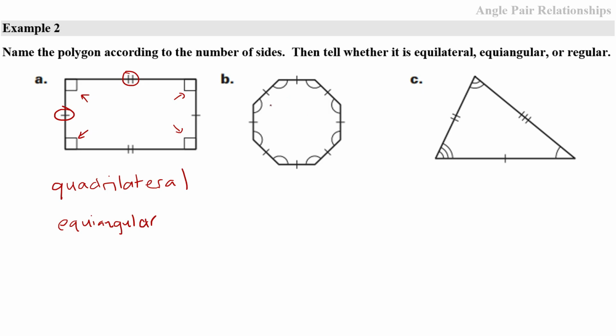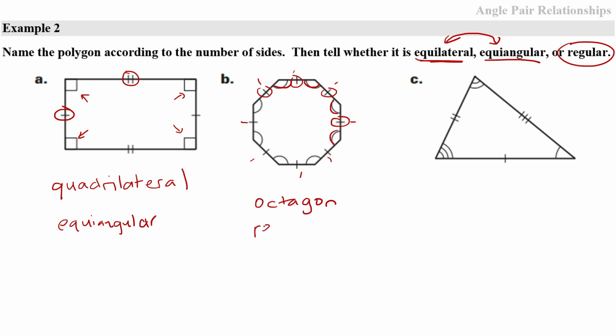For B, if you count the number of sides, it has 1, 2, 3, 4, 5, 6, 7, 8. So this is like a stop sign. This is an octagon. Because all sides are equal, it is equilateral. At the same time, because all these angles are equal, it's also equiangular. And when it's equilateral and equiangular, we call that a regular polygon. In this case, it's an octagon and it's also regular, so it's a regular octagon.